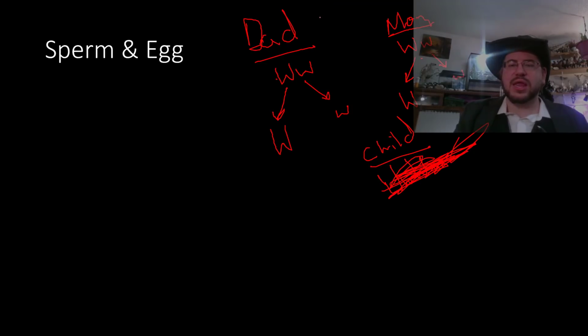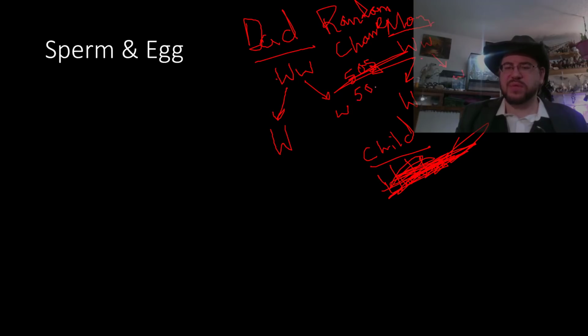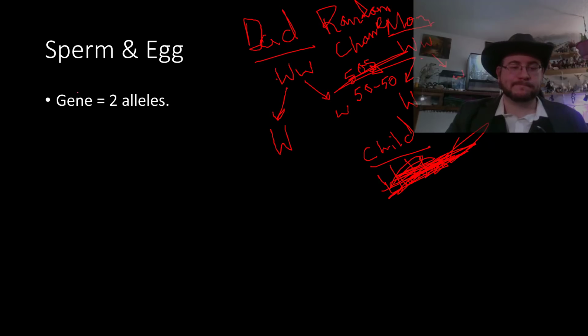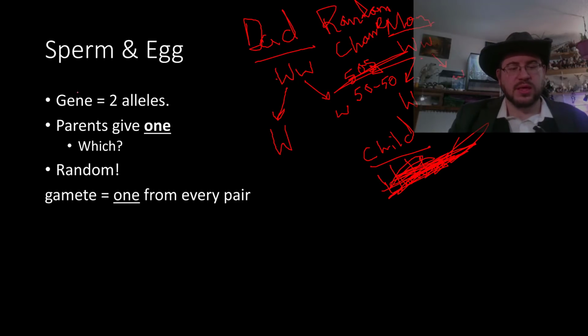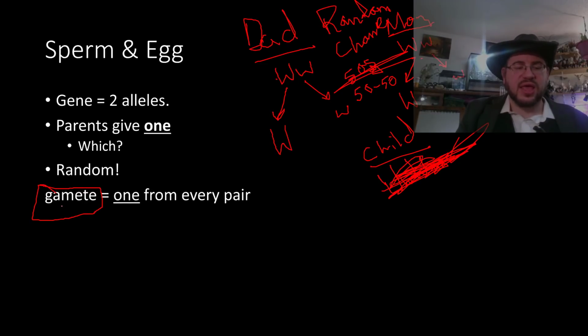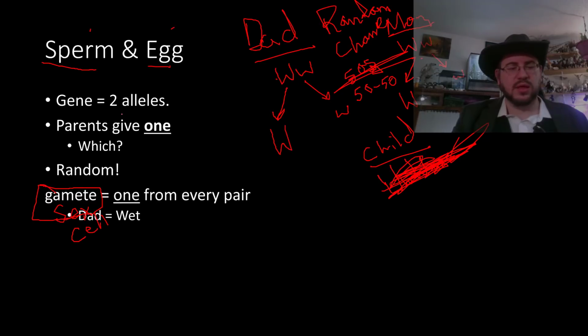And which one will it have? It is random chance. So we are talking a 50-50 chance of any specific allele from the pair winding up in the sperm or egg, depending on which parent it is. So the parents for every gene have two alleles, and they give one. Which one? Random. The gamete, by the way, is our fancy science term, and it is basically a sex cell. That means it could be sperm or egg. So if we say the male gamete, it's sperm. And if we say the female gamete, it's egg. Ta-da!